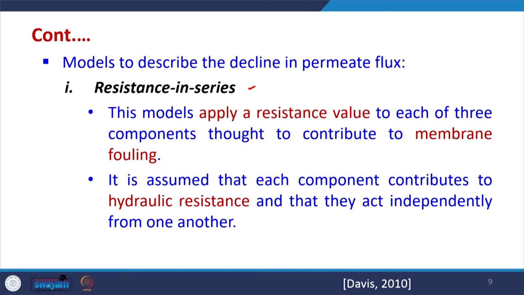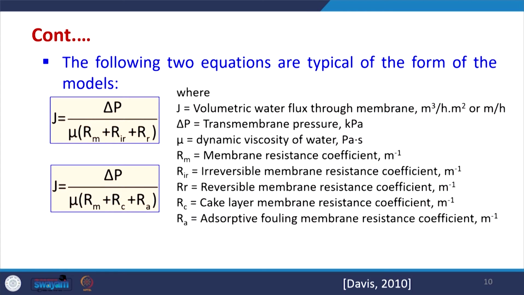So, additional resistances are assumed. These resistances are defined here. The following three equations are typical of the form of the model. Earlier we had only assumed that J is directly proportional to the applied pressure delta P and the viscosity of the water, and the proportionality constant was a resistance coefficient, the membrane resistance coefficient. Now, this membrane resistance coefficient has been extended in this equation and this equation.